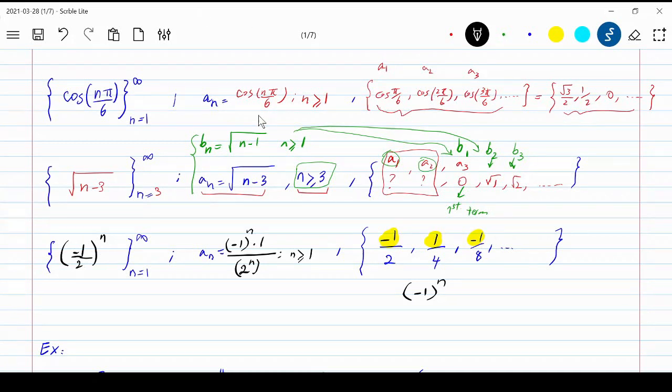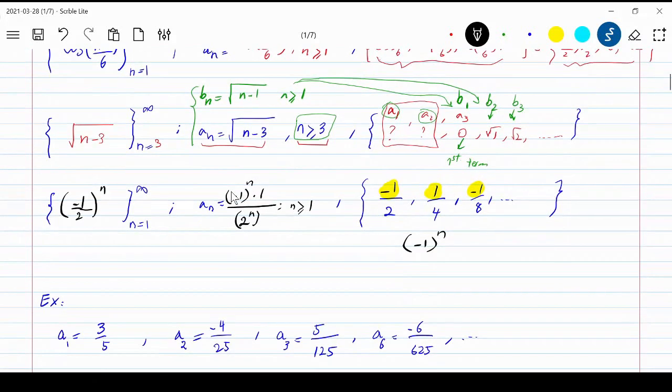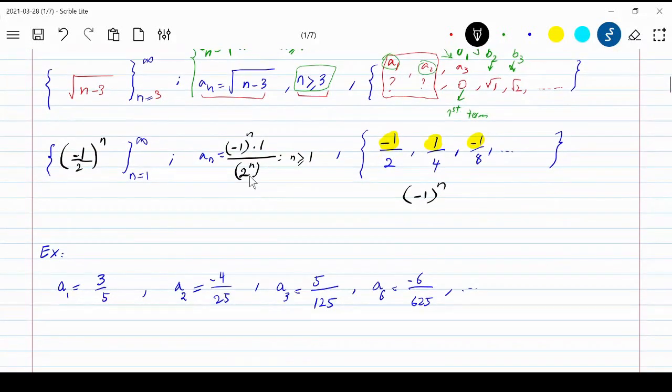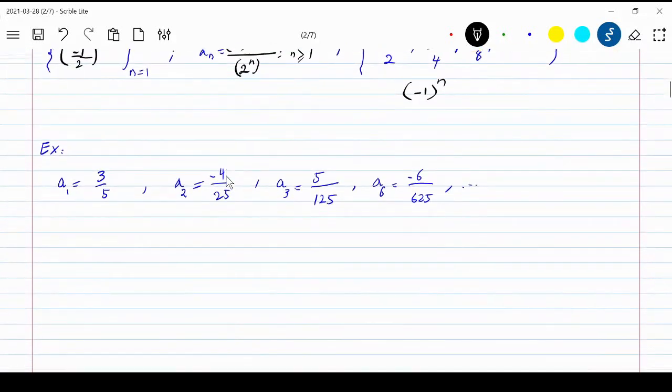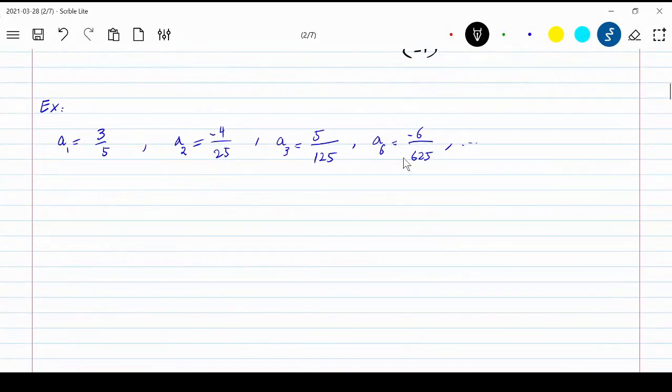Okay, again, not always that easy, but let's see. We can generate more. So here's another example. This is supposed to be a4. Given the first 4 terms of this sequence, can you come up with the defining formula? What is the formula for an?